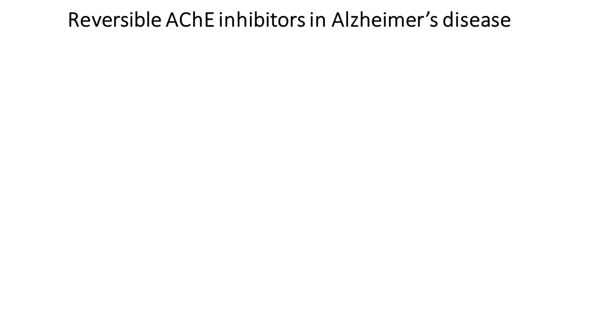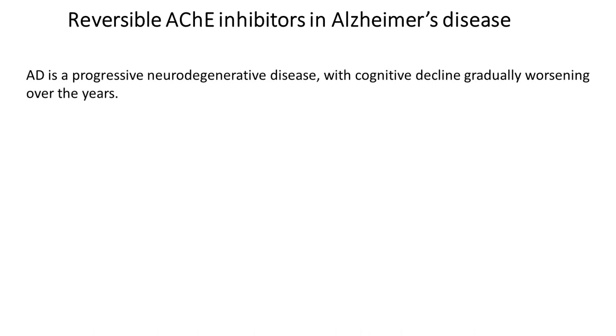Reversible acetylcholinesterase enzyme inhibitors in Alzheimer's disease. This is one of the applications of acetylcholinesterase enzyme inhibitors. Alzheimer's disease is a progressive neurodegenerative disease. It severely affects the cognitive capabilities, but it is a chronic effect where it worsens over a period of time.